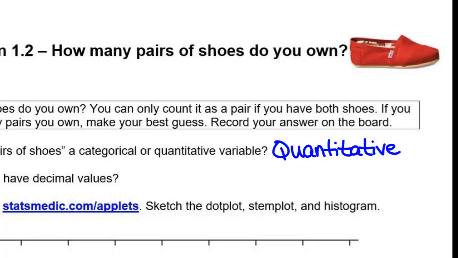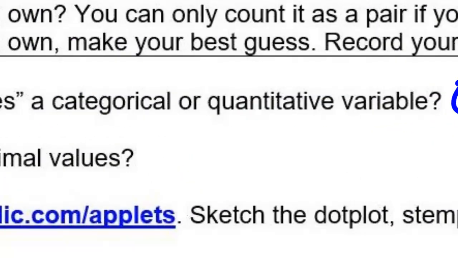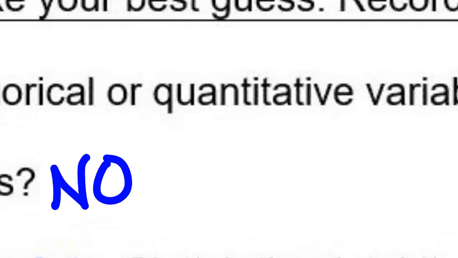Last couple of days, we've been dealing mainly with categorical variables. So now we're going to kind of switch the discussion. Today, tomorrow, Thursday, we're going to talk about quantitative variables. Can this variable have decimal values? No. I mean, unless you are in the habit of cutting your shoes into pieces and then wearing those pieces. So we can't take decimal values here.